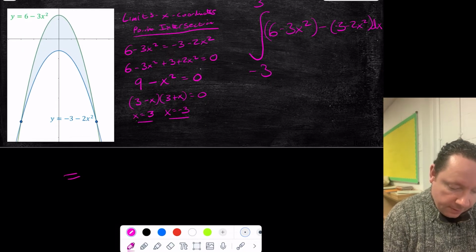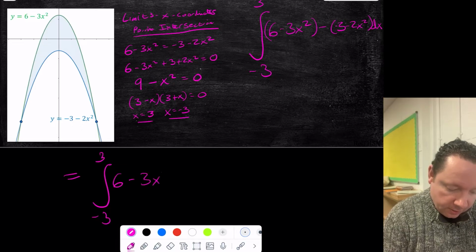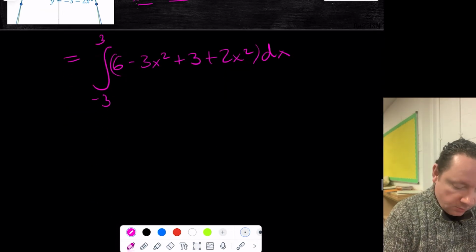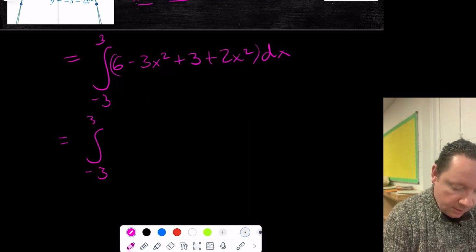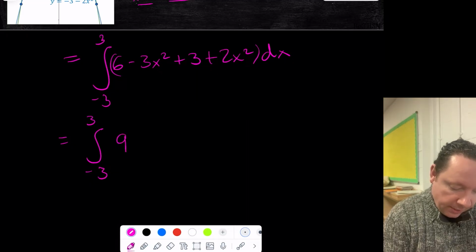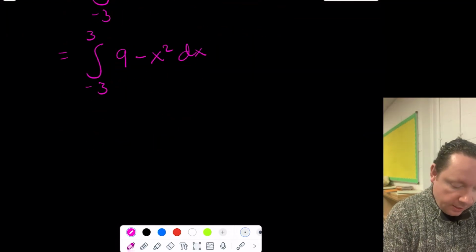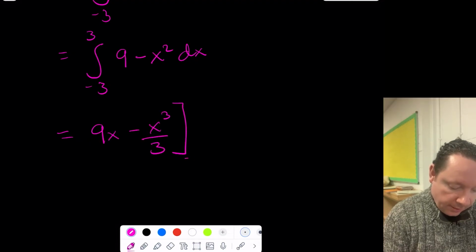That gives me the integral between minus 3 and 3 of 6 minus 3x squared, minus minus 3 is plus 3, minus minus 2 is plus 2x squared dx. So just watch for double minuses appearing. That gives me the integral between minus 3 and 3 of 6 plus 3 is 9, minus 3x squared plus 2x squared is minus x squared dx. Then we can go ahead and solve that. That gives me 9x minus x cubed over 3 between minus 3 and 3.